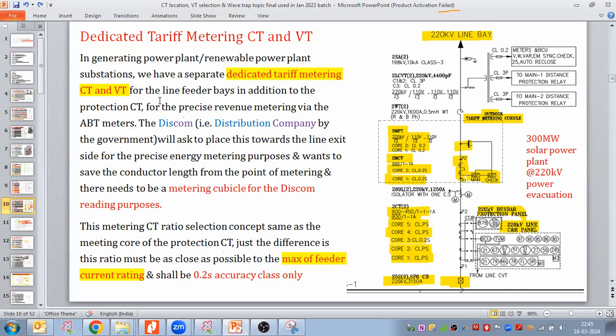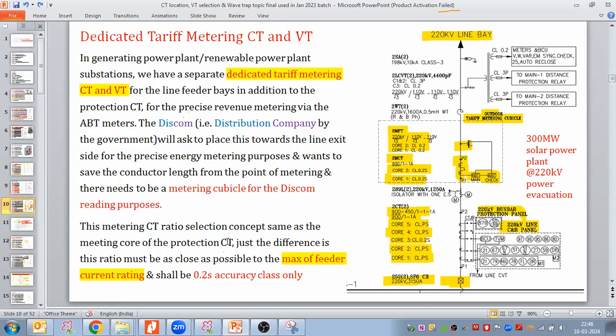Why? For the precise revenue metering. This is the property of yours. This CT is the protection CT. Most of the cores are for the protection purpose. Just you have one core for the metering purpose, and that metering will come in your control building. Am I clear with why 2 I'm taking? Yes, sir. Metering cubicle for the DISCOM metering.